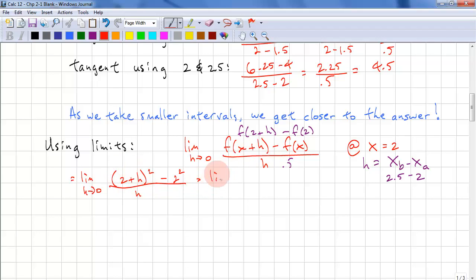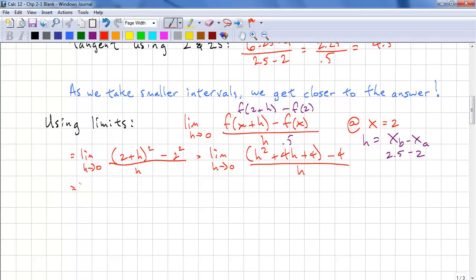Now we have limit h goes to 0. We have to expand this, and we get h squared plus 4h plus 4 minus 4 over h. You haven't been taught limits yet, but the way to read this is as h approaches 0. h does not actually equal 0 because we want the intervals to get as small as possible without actually being 0. If we substitute 0 in here, the answer is undefined. As long as we're not at 0 but close to 0, this will have a value.